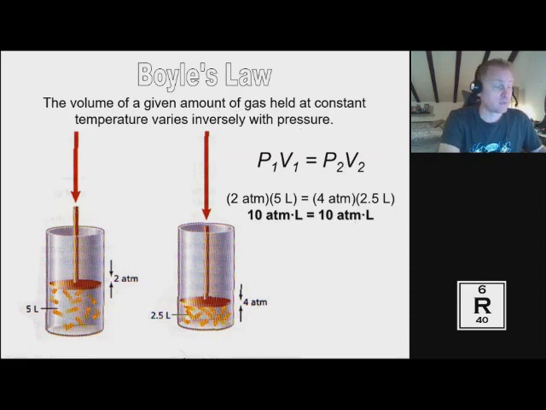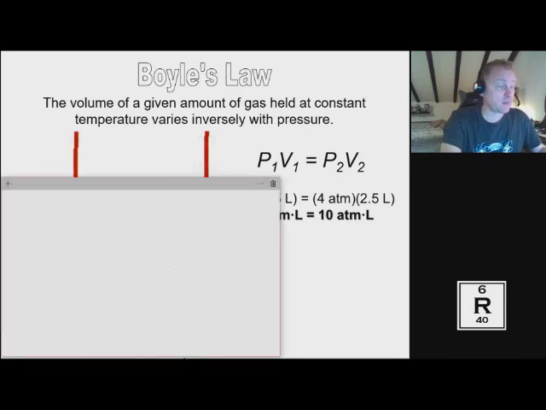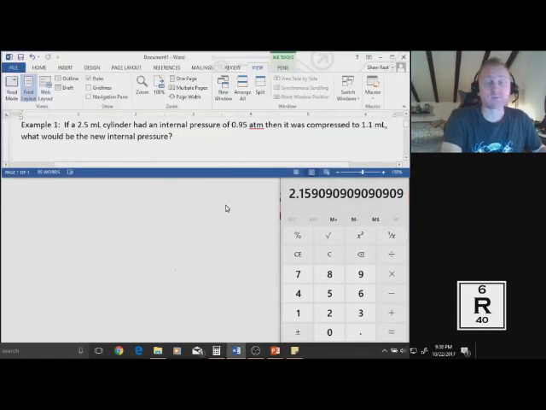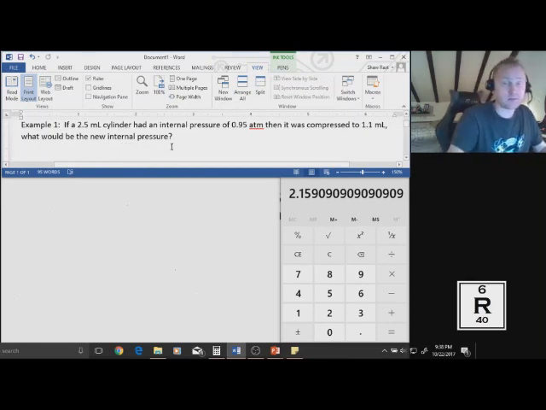I'm going to give you an example of how you would see Boyle's law in a problem and how you would solve it. A question that might involve Boyle's law would look something like this: if a 2.5 milliliter cylinder had an internal pressure of 0.95 atmospheres, then it is compressed to 1.1 milliliters, what would be the new internal pressure?